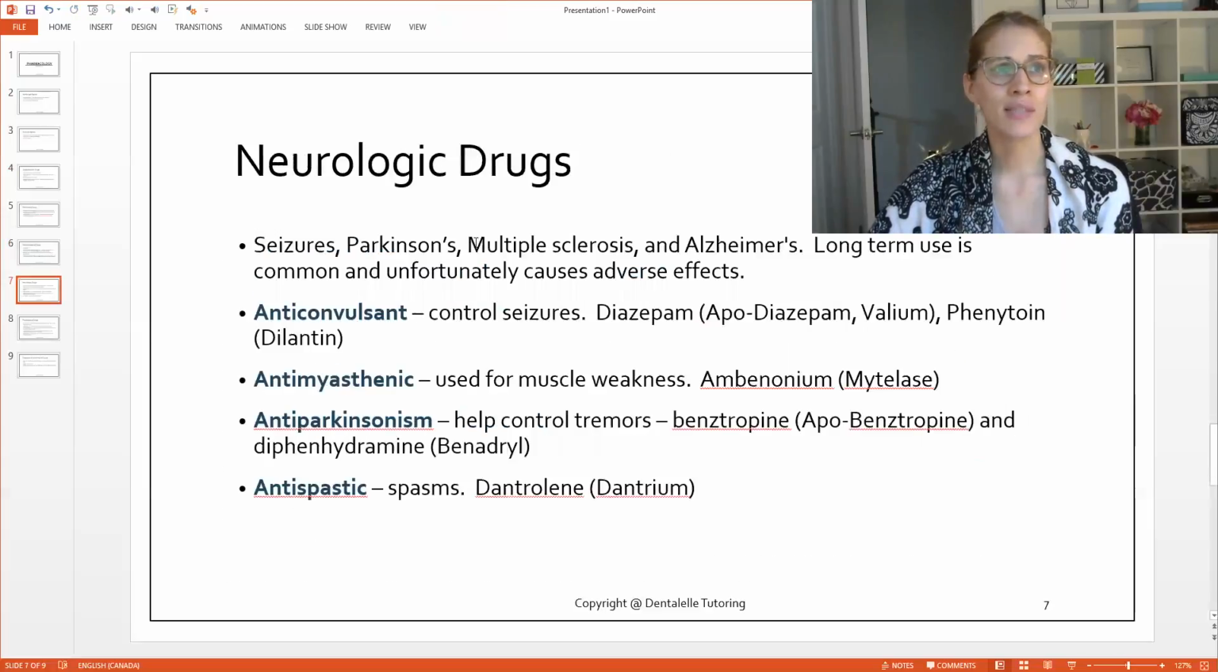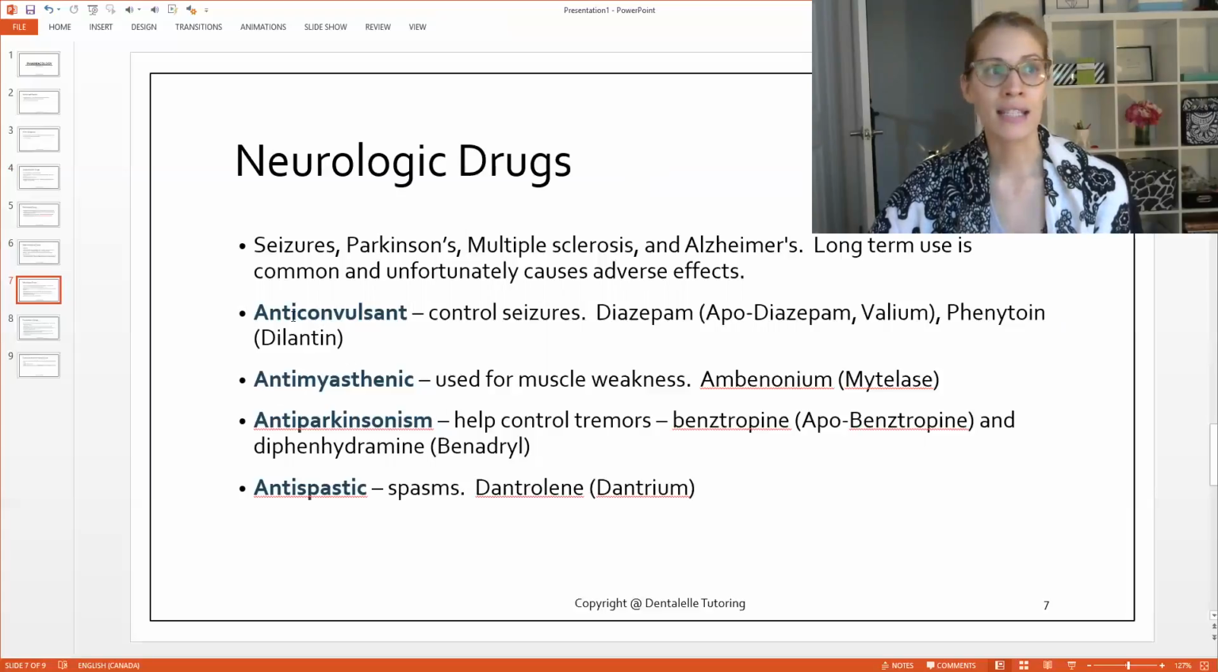Okay, guys, so next one, the neurologic drugs. So these ones here, we're talking about seizures, Parkinson's, multiple sclerosis, and Alzheimer's. So this is common, you guys. As we get older, you will see a lot of patients on something like this. So you have different categories, of course.